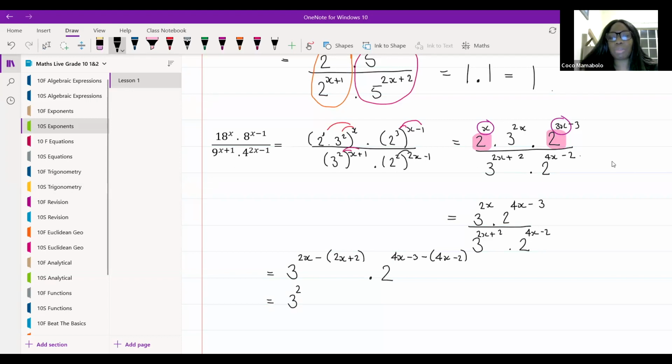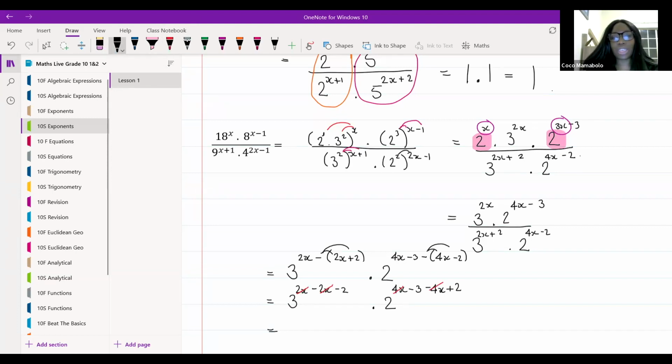So I'm going to get 3 to the power of 2x. Distribute negative times 2x will give us negative 2x. Negative times 2 is minus 2 times 2 to the power of 4x minus 3. Distribute minus 4x, and negative times negative 2 will give me plus 2. That is equal to, now, 2x minus 2x will cancel. And 4x minus 4x will also cancel.